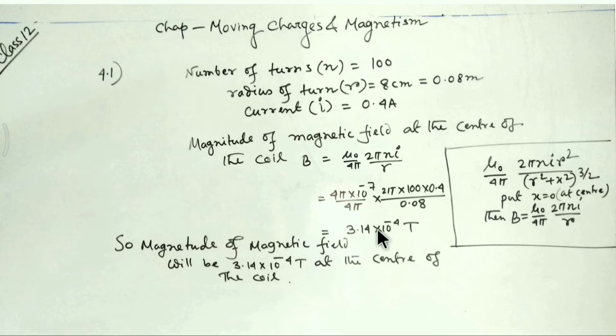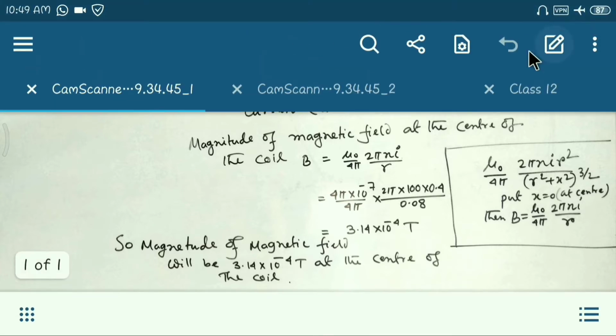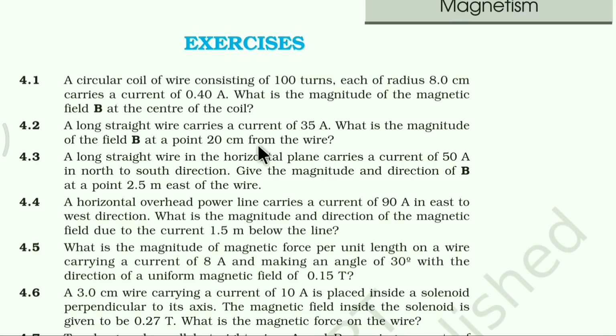Tesla is the unit of magnetic field. So the magnitude of magnetic field, we have taken here magnitude, not the direction, will be 3.14 into 10 to the power minus 4 Tesla at the center of the coil. So if you want to take the direction of the magnetic field, then use the right hand thumb rule. Now go to the next question number, that is 2.